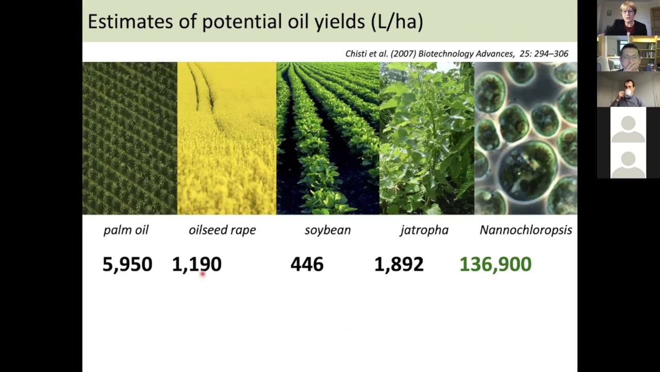These are actual values for palm oil, rape, soybean, and jatropha, which is a tropical oil seed plant. And then on the right for Nannochloropsis, which is a unicellular alga. Now this green number here is the theoretical potential yield, because I don't think anybody's been able to grow Nannochloropsis at a hectare scale, let alone the thousands of hectares that would be needed for making biodiesel. Nonetheless, you can see it's a potentially incredibly productive organism in terms of this yield of oil.